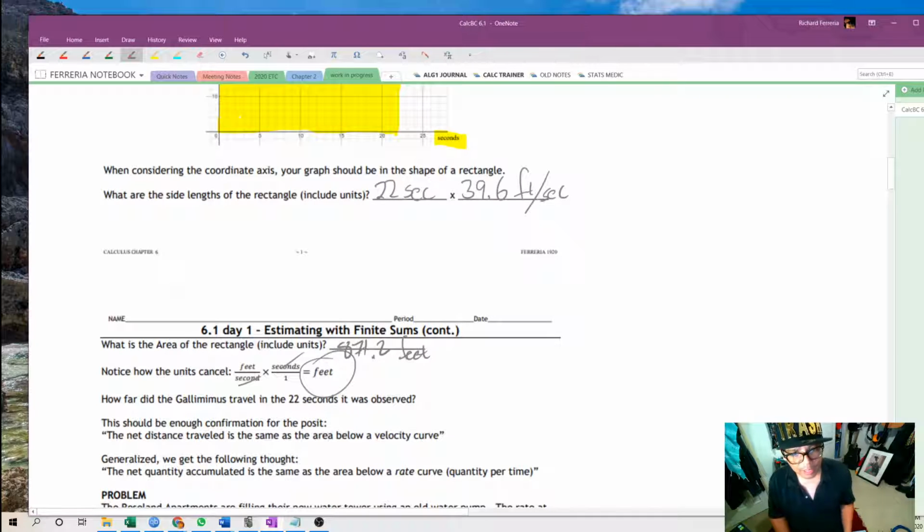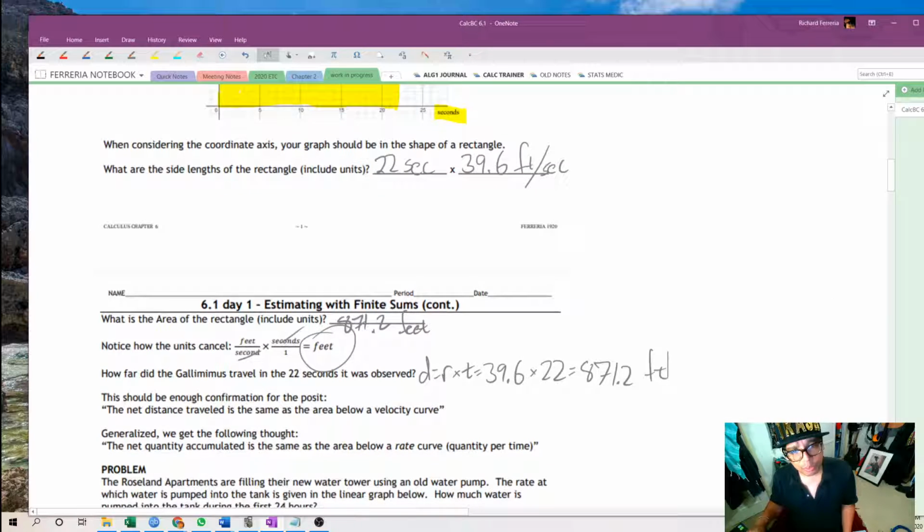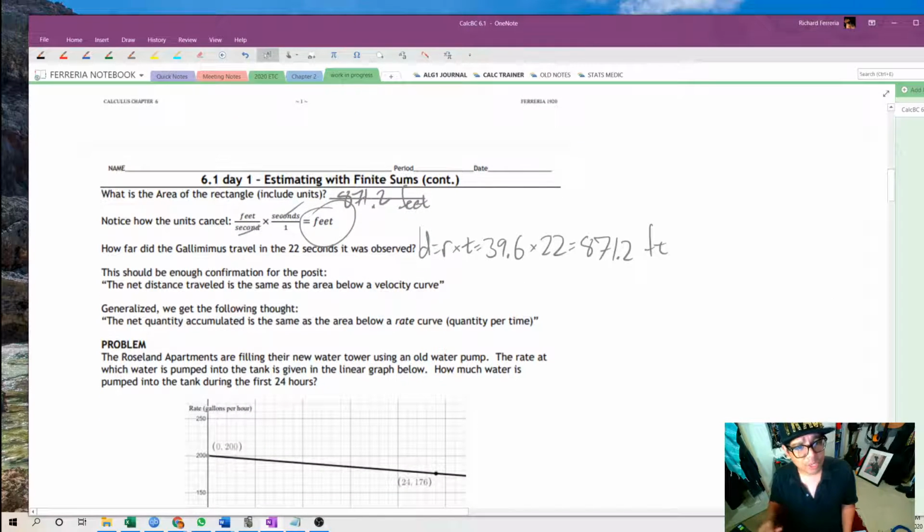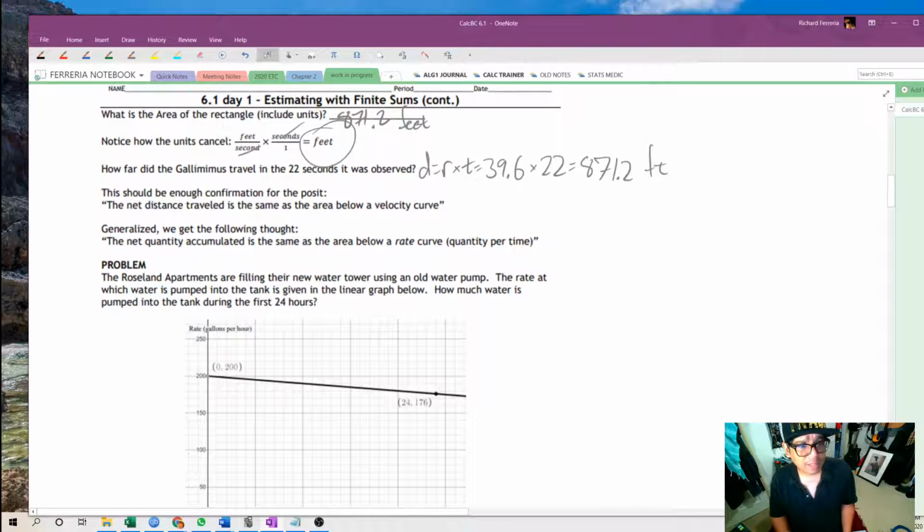So how far did this Gallimimus travel? Well, let's just take this in the algebra approach. Distance is equal to rate times time. Our rate was 39.6. Our time was 22 seconds. And look at that. Isn't that the exact same calculation we just did? 871.2 feet. Yeah, that's the same calculation. So this is confirmation of this idea, that the net distance traveled, that's how far the Gallimimus traveled, is going to be the same as the area under a velocity curve.